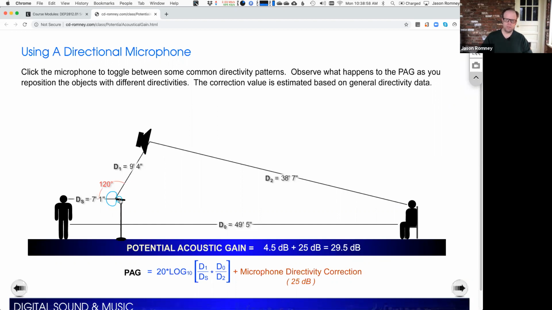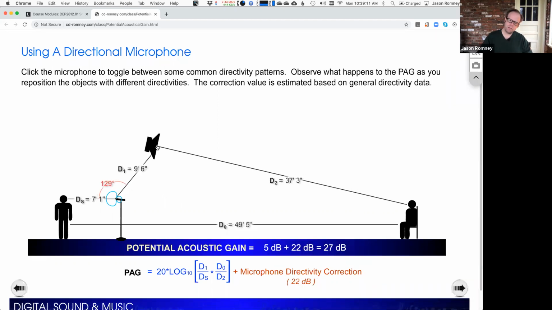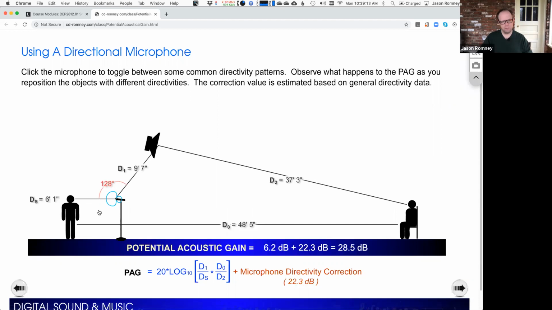I can go to a hypercardioid, and I can get all the way up to 30 dB of gain. Why? Because that one has a little null that happens to line up right with my loudspeaker. I can make it even better if I just move this around a little bit. And again, get the talker as close as you can. Now look at that, I'm up at 55 dB of gain, and the loudspeaker is only 9 feet away from the mic. See that? Isn't that cool?